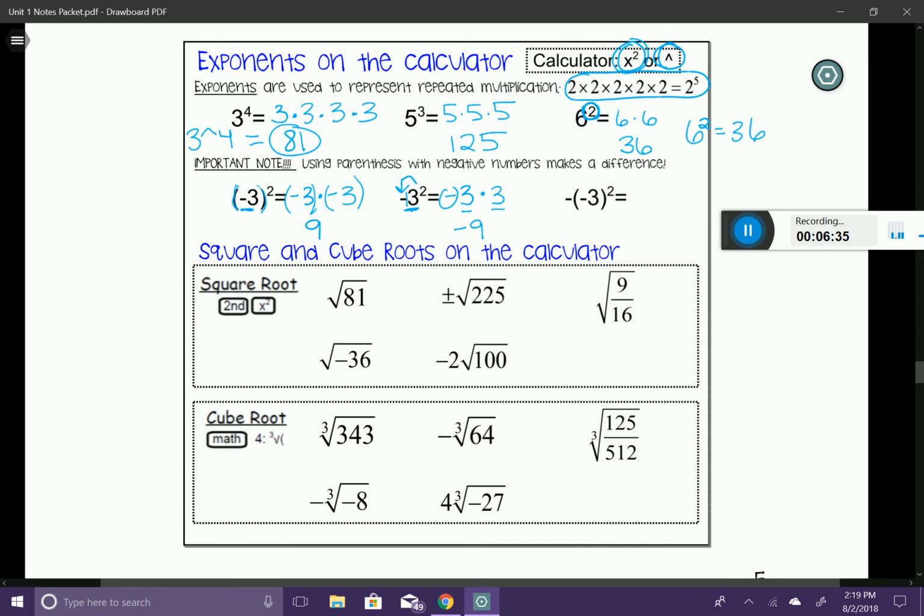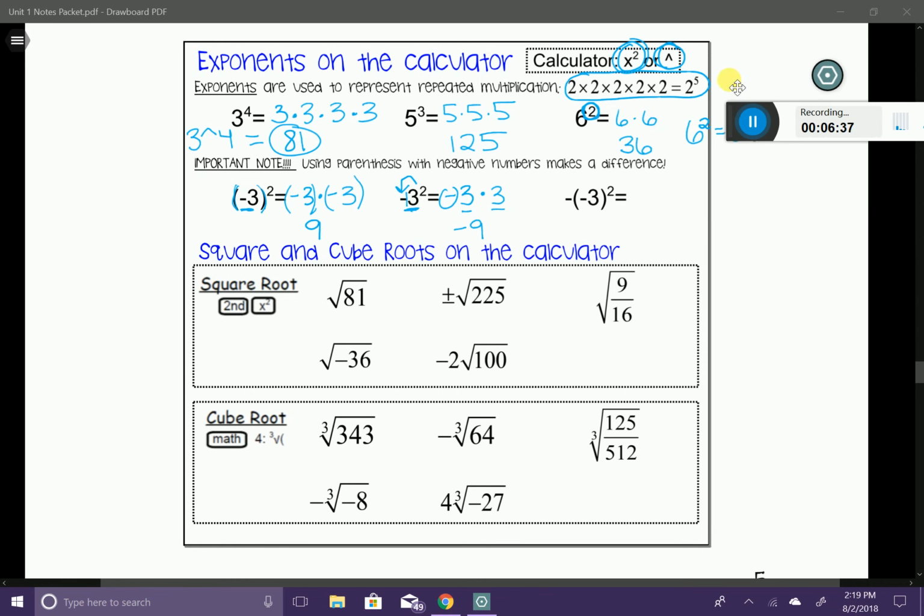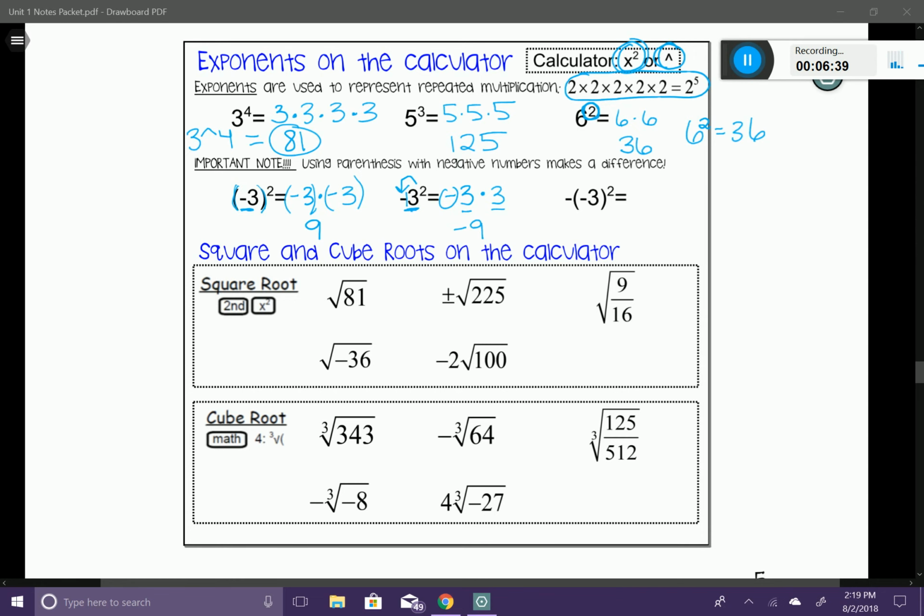Now, let's make matters even more challenging here. What if I have a negative outside and then a negative inside? We're going to do the order of operations again. So this is really saying this. I have -3 times -3, right? Because I see -3 twice. But then that negative out front, I'm going to multiply him from outside.